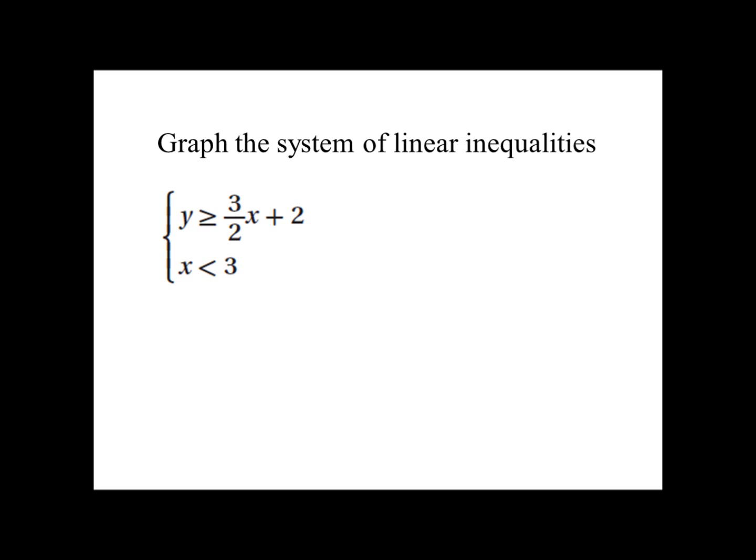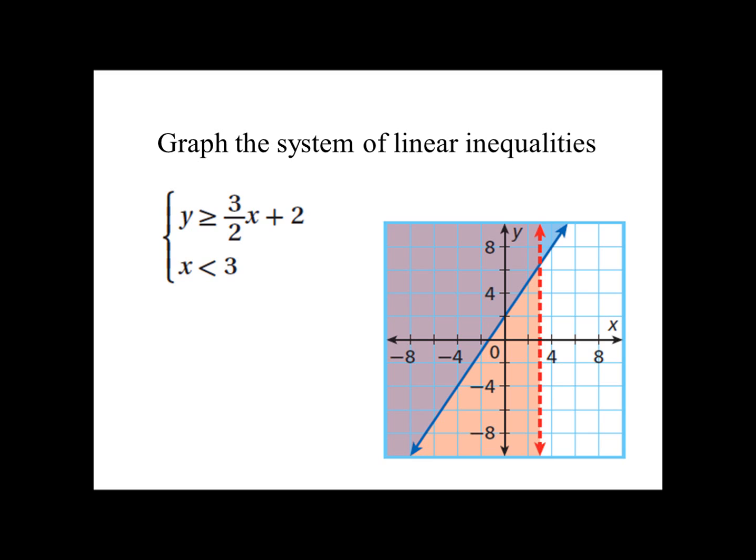So I would draw a dotted vertical line, x equals 3, and then I would shade to the left because that's where numbers are less than 3. So this is what my graph looks like. Again, all of the points in the double shaded region are solutions to this system of linear inequalities.